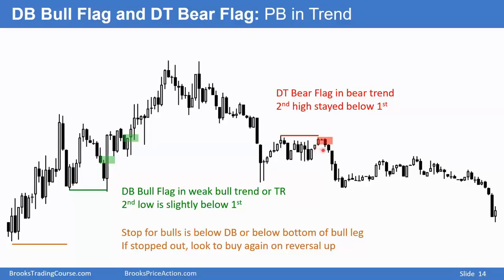Traders will look to sell a reversal down. So they'll sell below the low of that bar, below the low of this bar, below the low of that bar. They'll sell somewhere around here. Some traders will sell with limit orders just below that high, betting that we'll get a double top and the bear trend will resume.